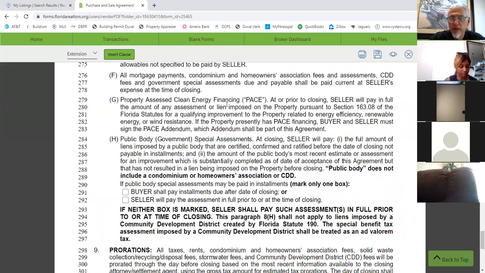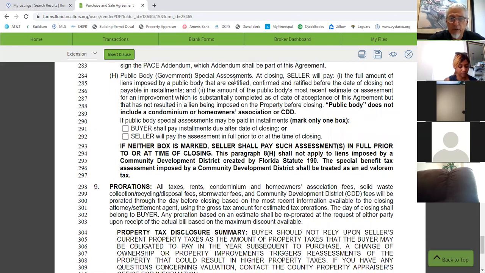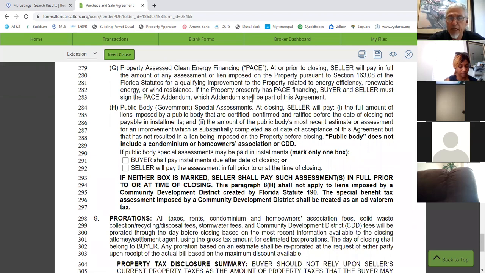Property assessed clean energy financing. This was to do things like solar panels on your house. If you did clean energy financing, that has to be resolved. Just be aware that that's there. You can read it at your leisure.